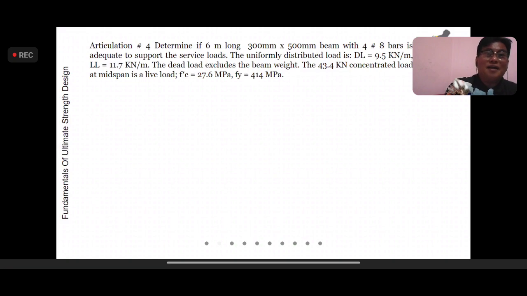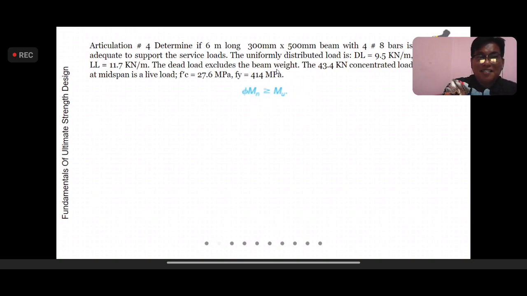O kaya, kung kaya mo ang unit weight ng concrete, alam nyo to sa physics, di ba? Yung relative density ng concrete will be multiplied by the unit weight of water para maging unit weight ng concrete. So kung ano man, basta excludes ang beam weight. Yung concentrated load daw sa midspan ay live load. So ito yung strengths. O ano yung problema? Ito, wala namang problema. Challenge.